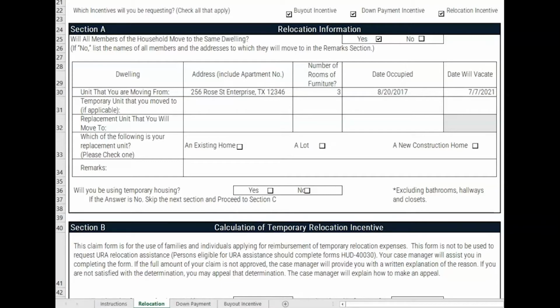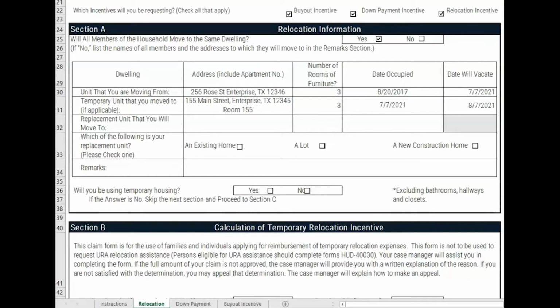In the next row, the applicant should only complete the information if they will be moving temporarily to another unit until they can move into their permanent residence. If homeowners need to move into a temporary unit and request temporary relocation assistance, justification should be placed in the file as to why temporary location is required. Applicants should input the address of the temporary unit, the number of rooms of the unit, the date occupied, and the date they will vacate the temporary unit. Applicants that will not move temporarily can input NA into this row.